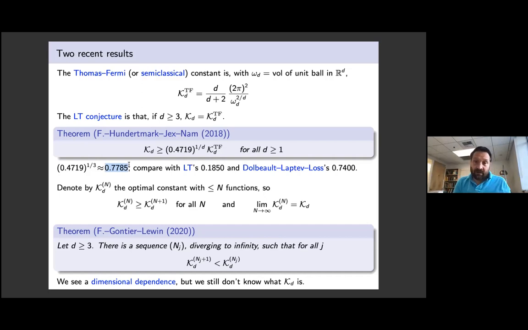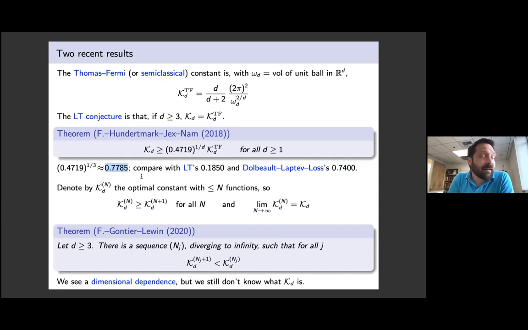And so since, when was that, 45 years ago, when Lieb and Thirring originally made that conjecture, they started out with a value of 0.1850. This has been improved constantly, in particular by Lieb himself. About 10 years ago, Dolbeault-Laptev-Loss arrived at 0.7400, and these are values in 3 dimensions. And as I said, we could improve that again a little bit. And so the hope is that eventually we get rather close.